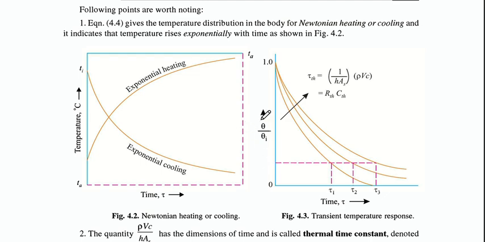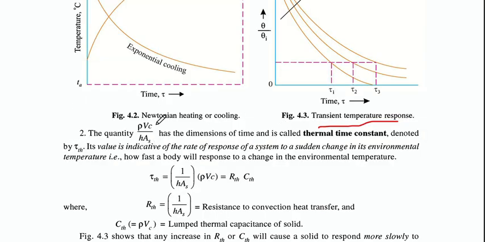Next, look at the nature of the graph plotted between temperature and time in the case of lumped analysis and also Newtonian heating or cooling. We already mentioned that Newtonian heating or cooling happens due to a very large surface resistance compared to the internal resistance. From the equation, we have this formula, e raised to minus hAs tau by rho Vc. This is for the transient temperature response and it is represented by rho Vc by hAs. It's a thermal time constant. Just keep that in mind.